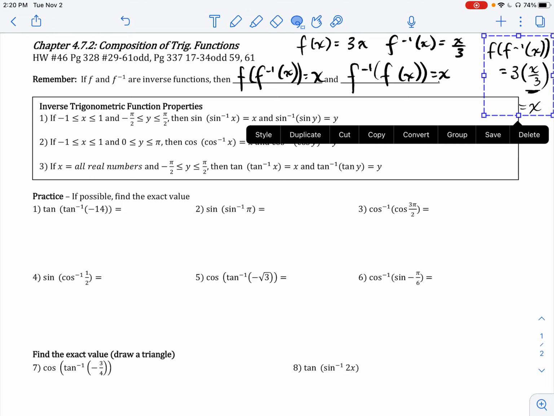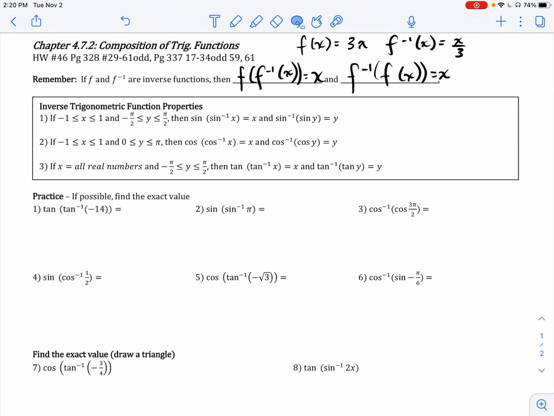So let me just get this out of the way. Well, this leads us to being able to identify a couple of inverse trigonometric function properties. That is to say, we can say that sine composed of its inverse should give you x, and the inverse sine or arcsine function composed of sine of y should give you y.